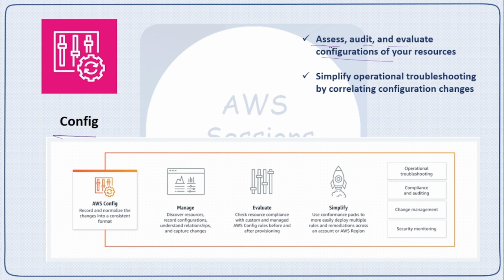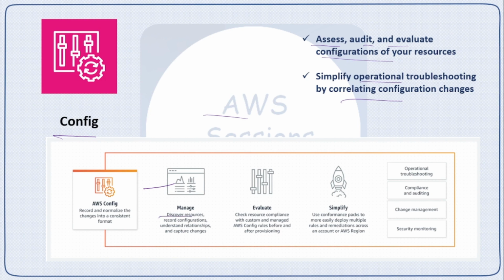You can create some config rules here, and then you can see whether all the resources are compliant or not. It simplifies operational troubleshooting by correlating configuration changes. So you can see what all configuration changes are made to your resources. You can track those, and if something unauthorized is done, then you can easily roll back that as well.